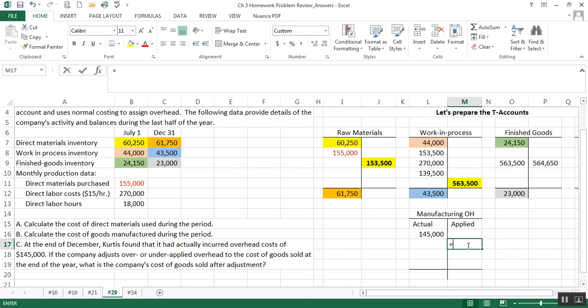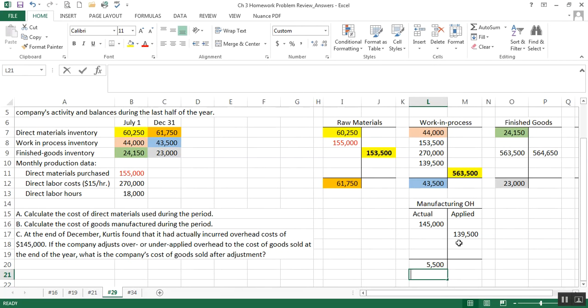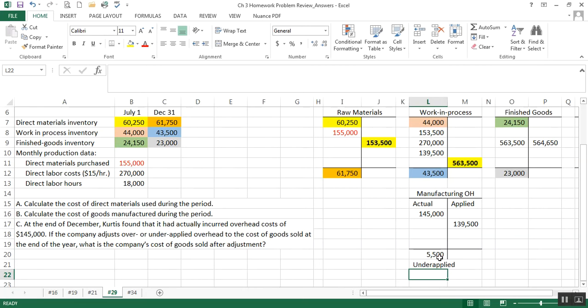and we applied $139,500 as we calculated above. So that means that we under applied $5,500 in overhead because the actual is 145 and we only applied 139,500.